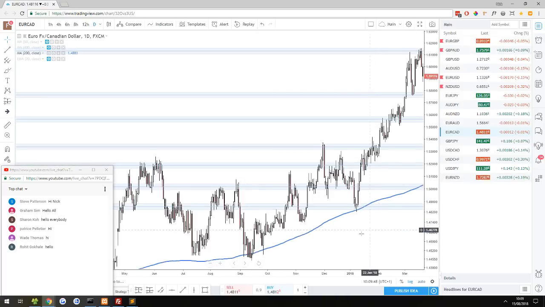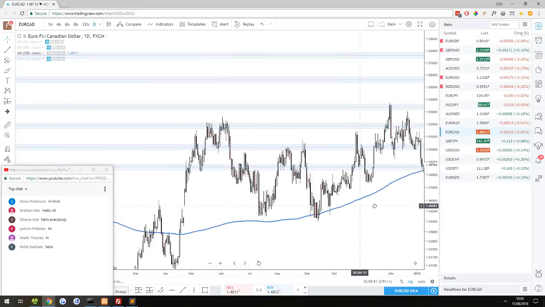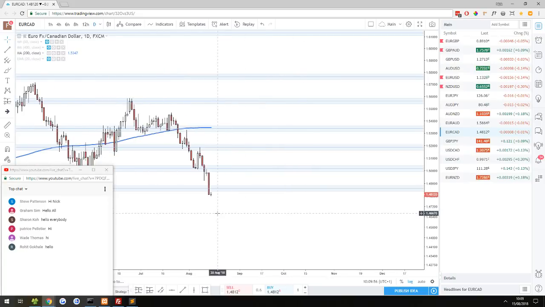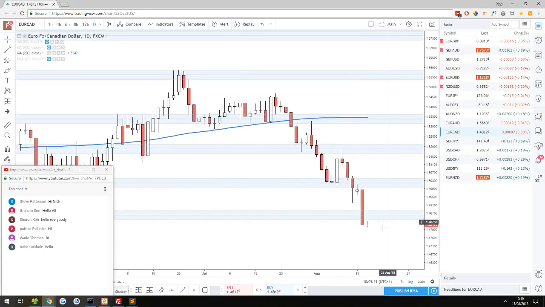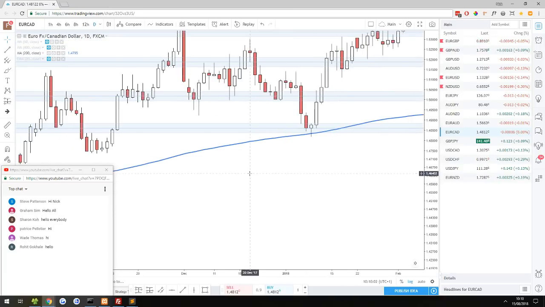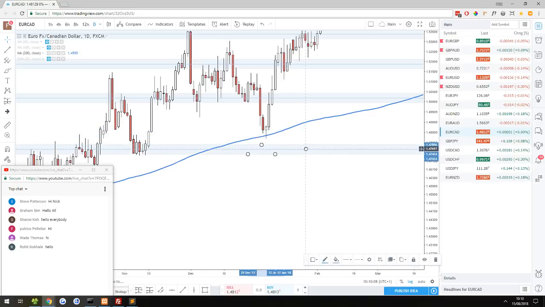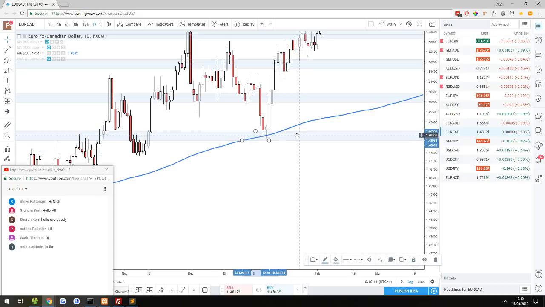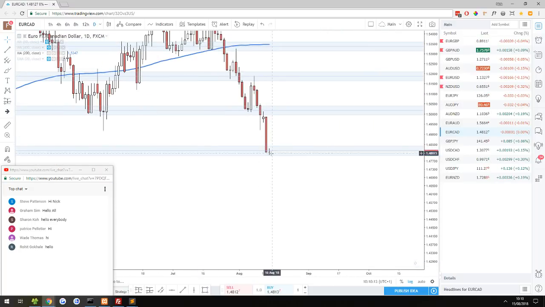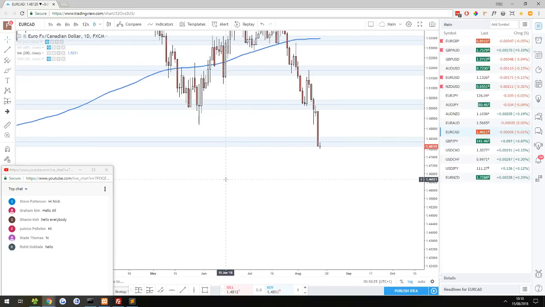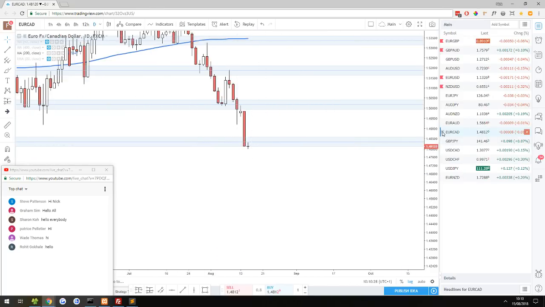EURCAD's stalling out on this support. I know it's a little bit below the support area, but this support area is, as you see, pretty wide, because down there there's support. So it's a wide support area. So I'm not going to focus too much on exactly where that's forming. Rather, I'm going to focus on the fact that it is forming. It is stalling out. So let's keep an eye on that.